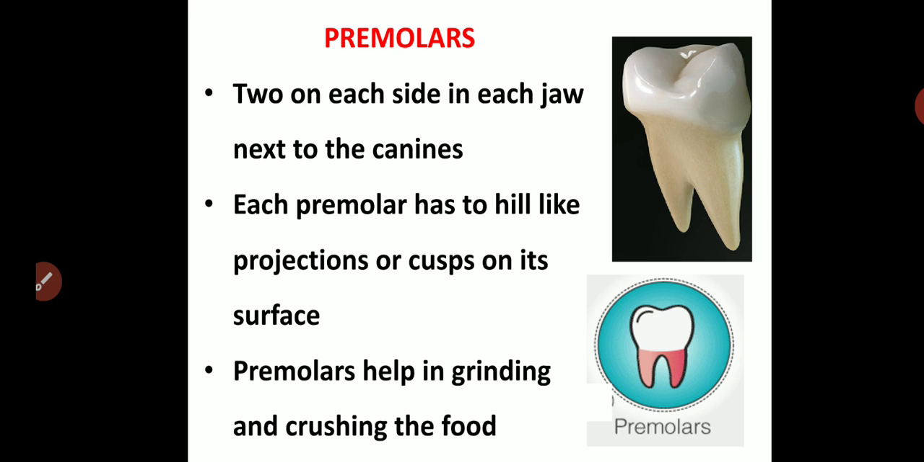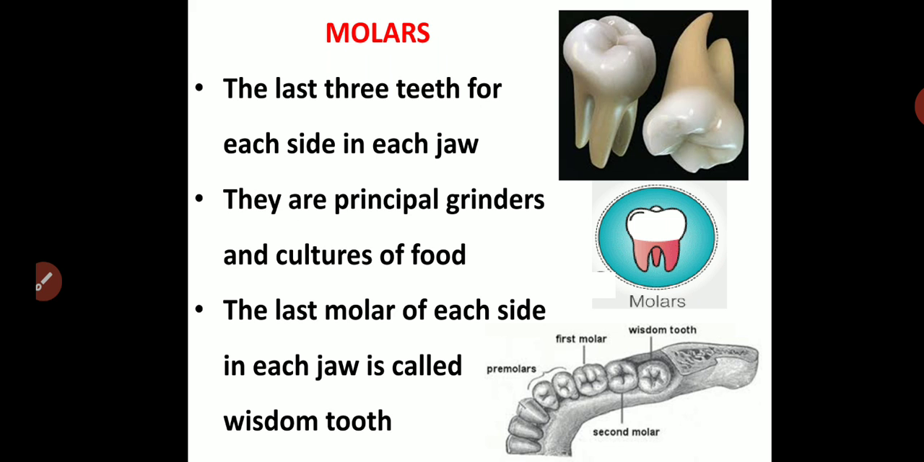Each upper premolar has two roots, whereas the lower ones have one root only. So depending on where they are located, if they are located in the upper jaw, they are having two roots. If they are present in the lower jaw, they have only one root. So the main work of premolars is grinding and crushing of food.